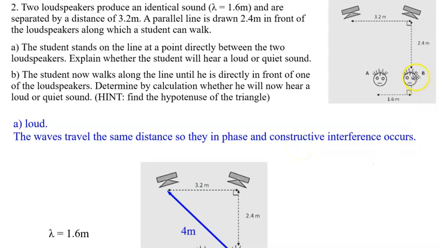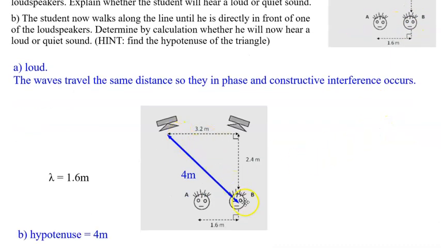As we said before, if we're directly in front of one of the speakers, then the distance the waves travel from the left and the right speaker is going to be slightly different. So we know that this is 2.4. As the hint in the question says, we're going to have to calculate the hypotenuse of this right angled triangle. And we can do that, it comes out as 4 meters.